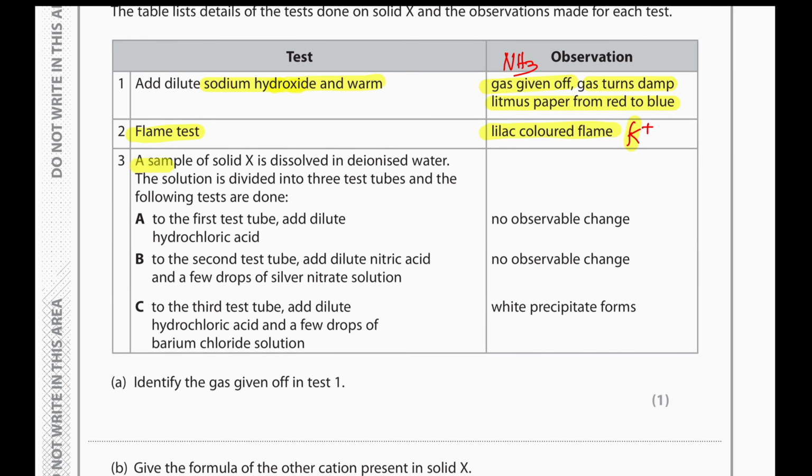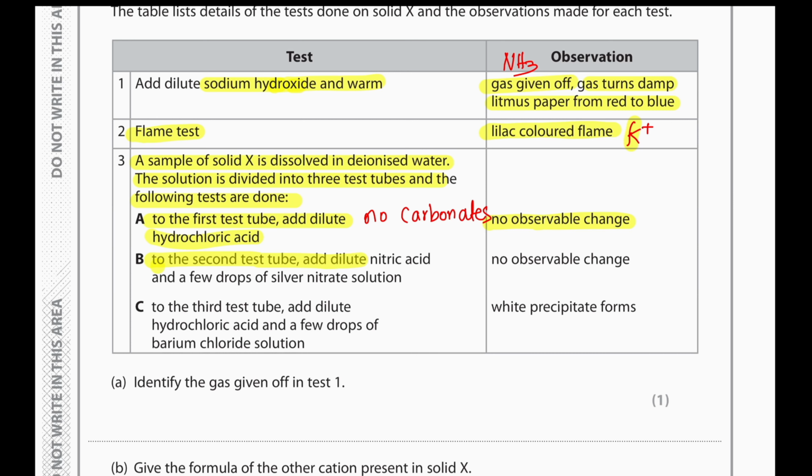Then a sample of the solid X is dissolved in deionized water. The solution is divided into 3 test tubes and the following tests are done. So A, to the first test tube add dilute hydrochloric acid. No observable change. So there must be no carbonates present. You can say no carbonates. Usually when we add acid, our main goal is to test for carbonates.